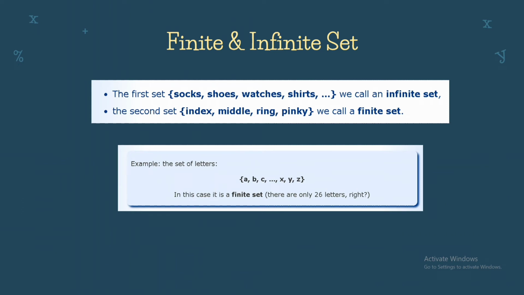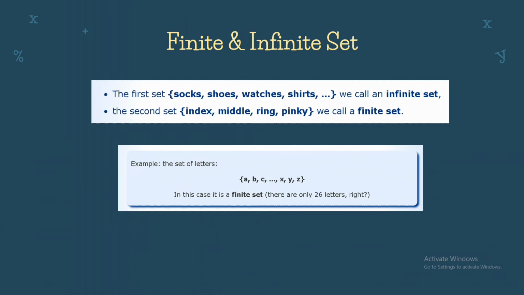The first set is an infinite set. Why? Because it has an ellipsis, which means goes on forever. So, yung first set natin is socks, shoes, watches, shirts, and followed by 3 dots, which is understood na infinite set siya, or continue, or walang katapusan yung ating set. And the second one, we have index, middle, ring, pinky. So, we call this a finite set, kasi meron siyang fixed number of elements. So, dito, we have 4 elements siya.